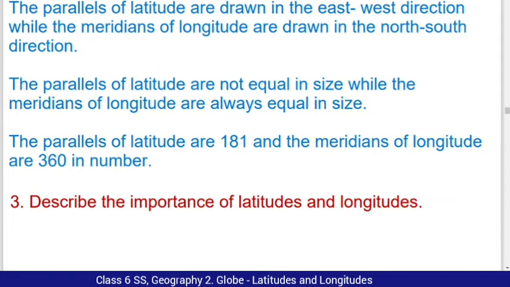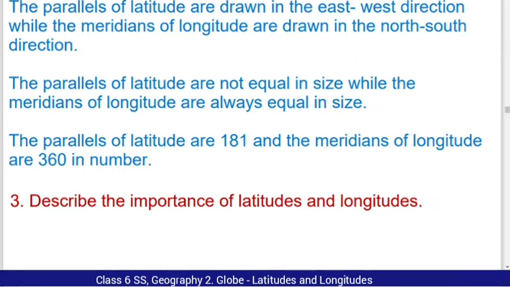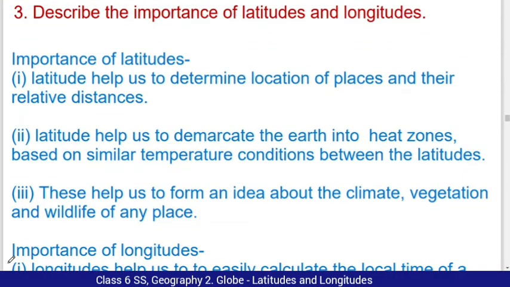Third question, describe the importance of latitudes and longitudes. Answer. Importance of latitudes. Latitudes help us to determine location of places and their relative distances. Latitudes help us to demarcate the earth into heat zones based on similar temperature conditions between the latitudes. These help us to form an idea about the climate, vegetation and wildlife at any place.